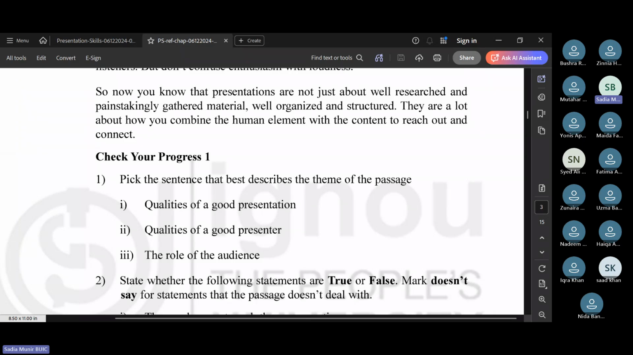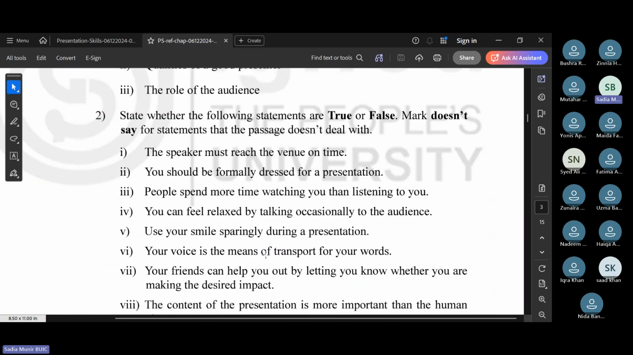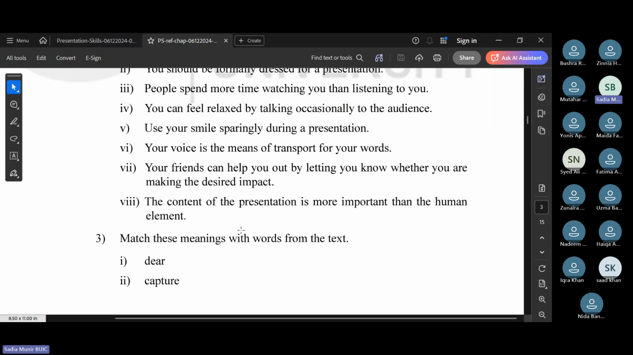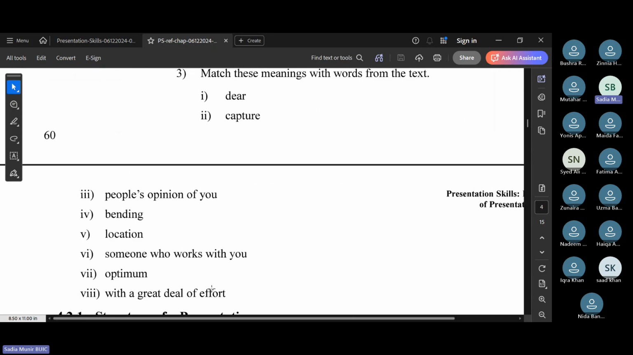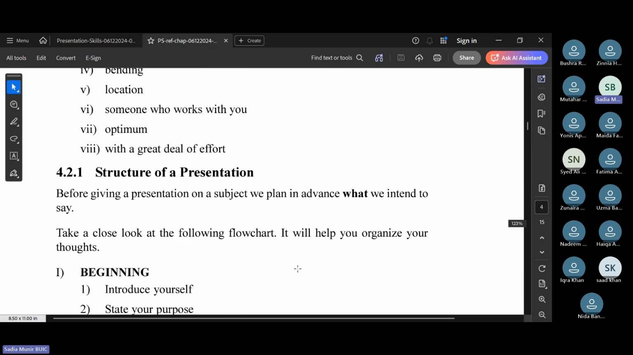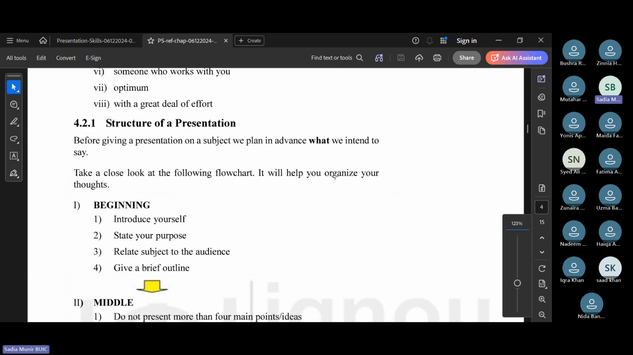All right. ठीक है. Then we have: state whether the following statements are true or false. Mark 'does not say' for statements that the passage does not deal with. ठीक है. तो आपके पास तीन किस्म की statements हैं: true, false and does not say या not included. The speaker must reach the venue on time. चलिए, ये तो बहुत आसान है, ये आप खुद भी कर सकते हैं. ये चैप्टर अवेलेबल है. You should attempt these. बट पेपर में बेटे एमसीक्यूज या ट्रू एंड फॉल्स ऐसा कुछ नहीं है, लेकिन you can take a look at it.